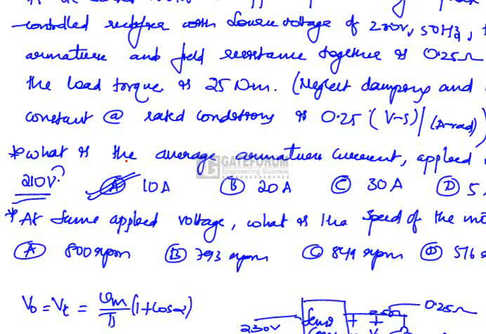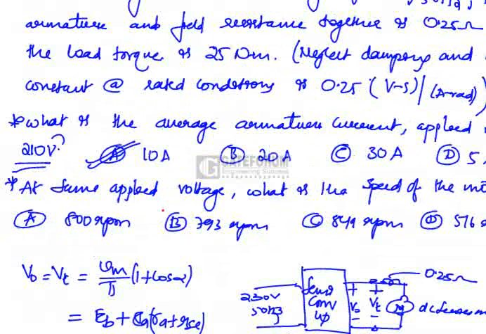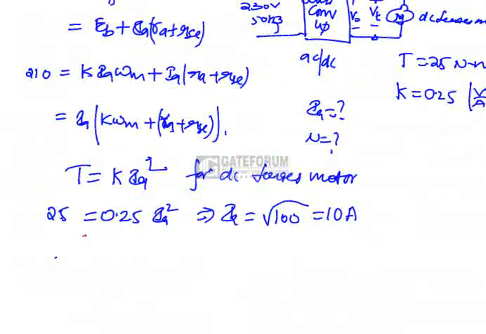Okay, now the next question: at the same applied voltage, what is the speed of the motor? At the same applied voltage of 210 volts, now what is the speed of the motor? So 210 is equal to this equation.